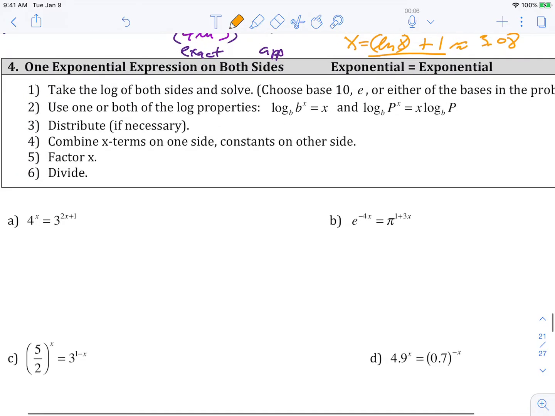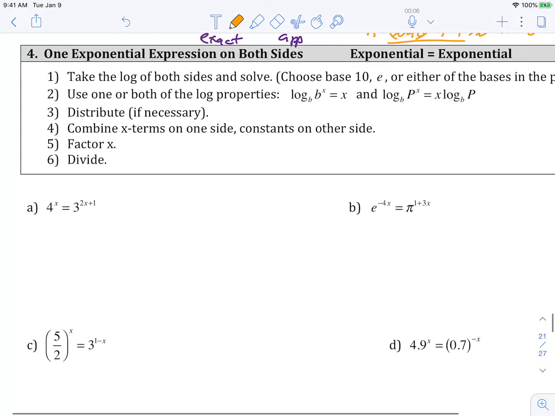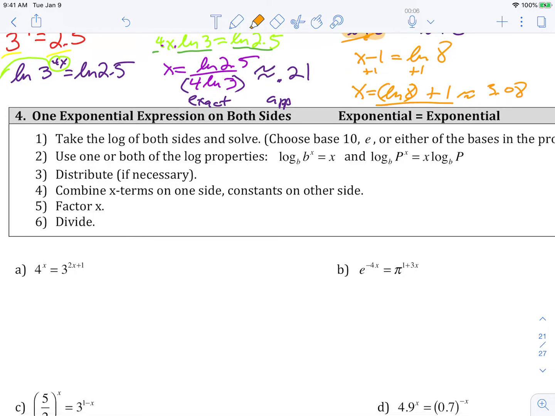All right, so now we have one exponential expression on both sides. Okay, these are a little tougher. So we have two different exponential expressions. Take the log of both sides and solve. Okay, choose base 10 or e. That's what we had been doing.